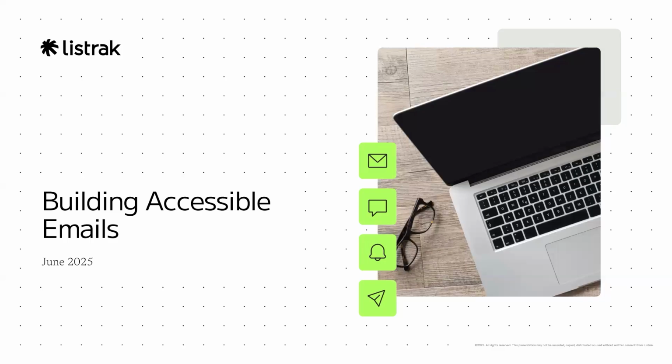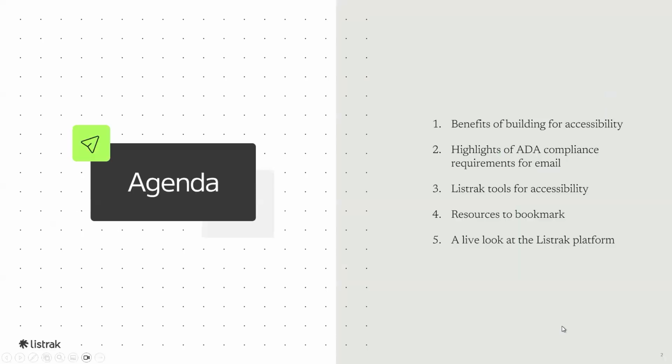Today, we're going to explore how to make email marketing more inclusive and effective for all users through accessibility best practices. For our agenda, we're going to cover the benefits of building accessible emails, key ADA compliance considerations for email design, listrak tools that support accessibility, share some resources to help you go even further, and finally, we'll jump into the listrak platform to look at an email built with accessibility in mind through our Composer tool.